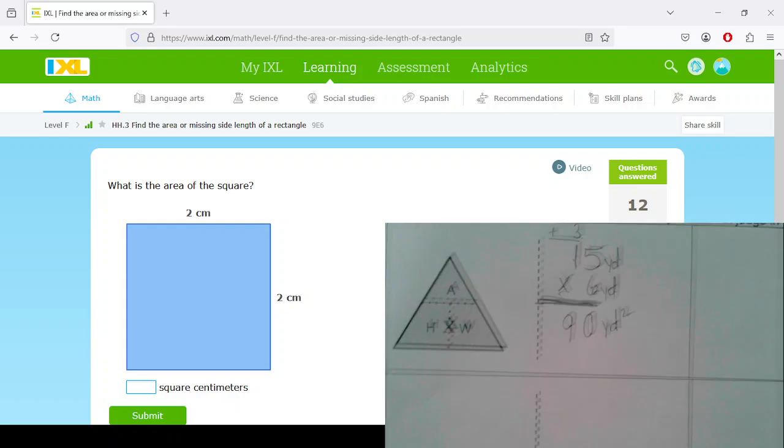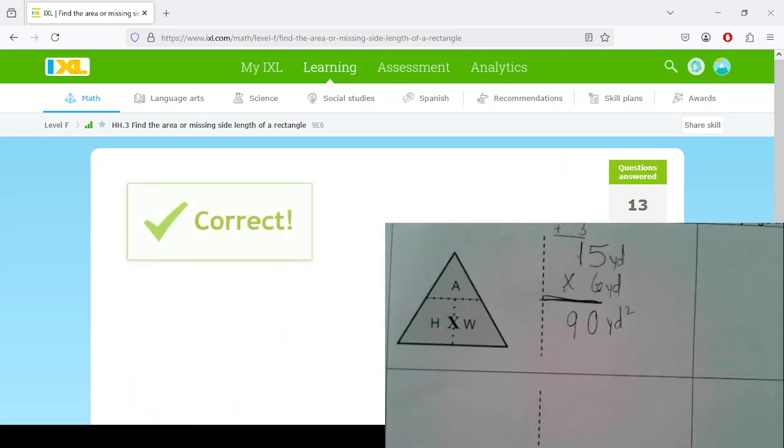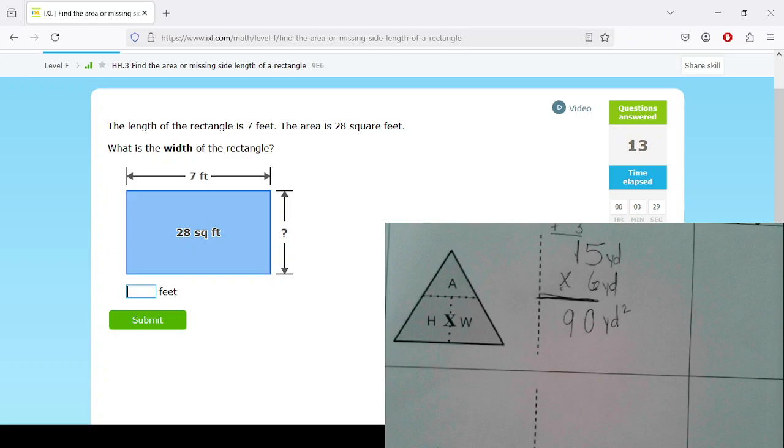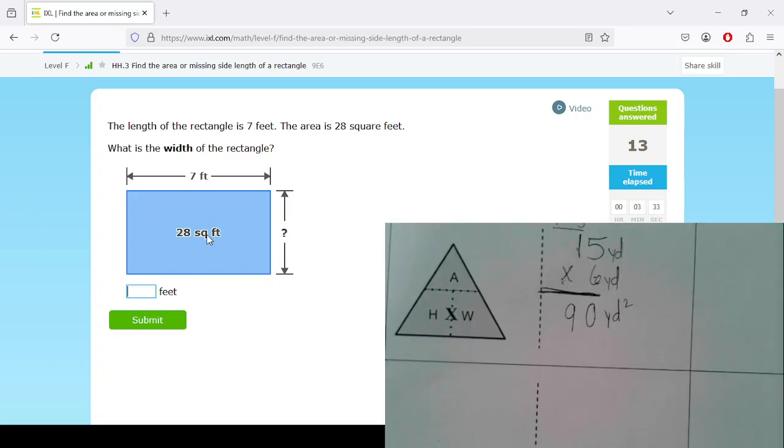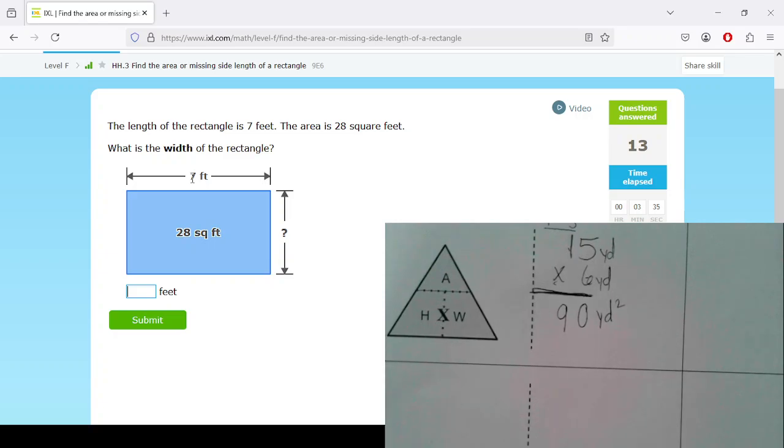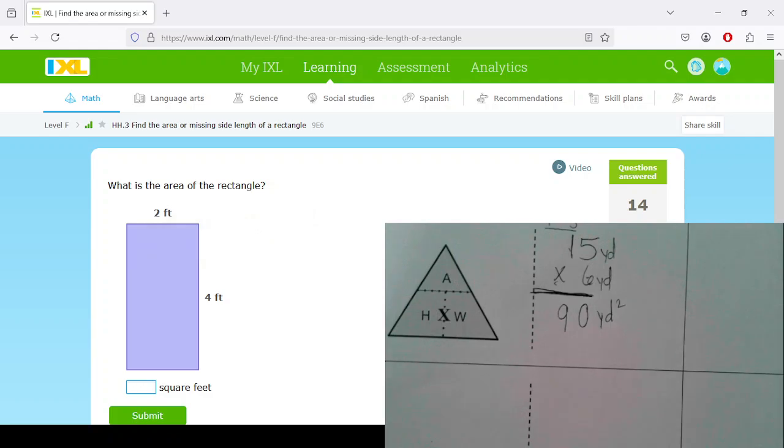2 centimeters times 2 centimeters is 4 square centimeters. Here I know the area. It's filled in the middle. 28 square feet divided by 7 feet is equal to 4 feet. 2 feet times 4 feet is 8 square feet.